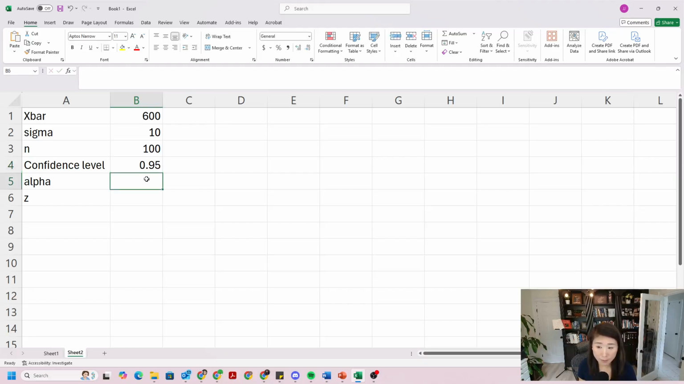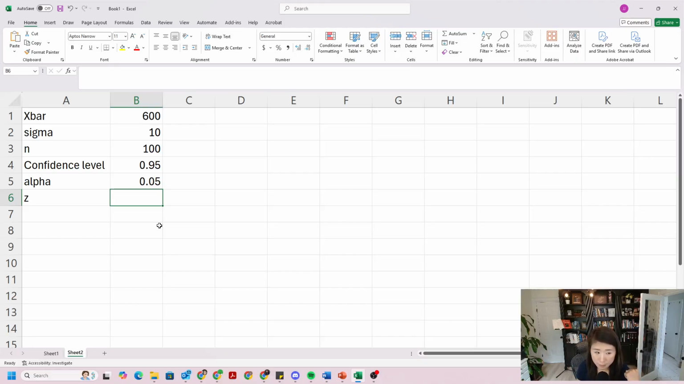Now, given the lecture, we know the relationship between alpha and the confidence level: alpha is equal to 1 minus the confidence level. That gives me the value for alpha. Now the z. I don't want you to just remember the z. The z statistic is the one we used before to calculate the range of the mean. But here I want to go further and teach you how to use Excel to get that z statistic value.